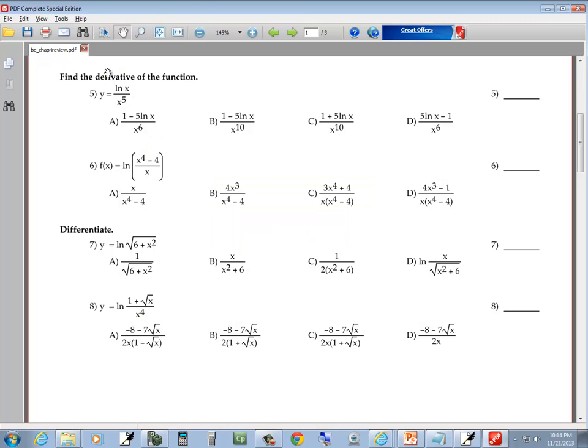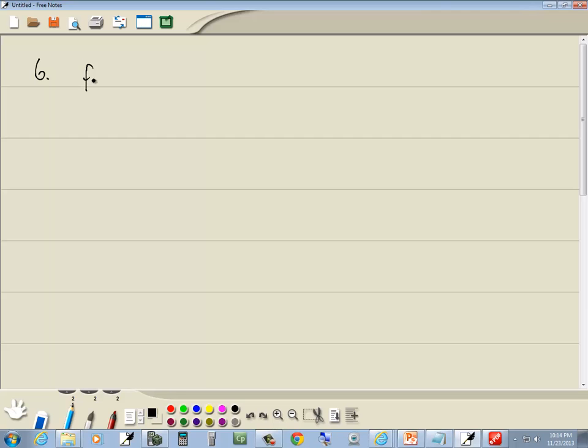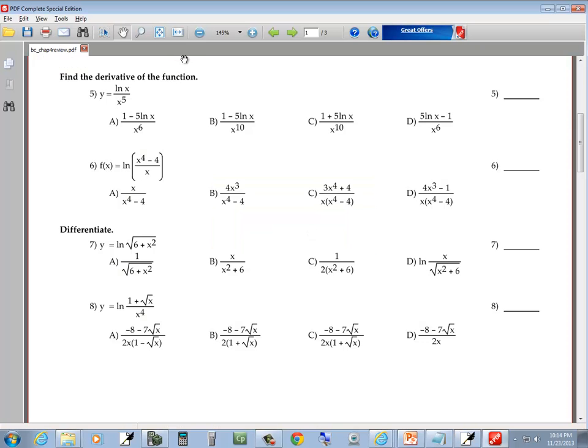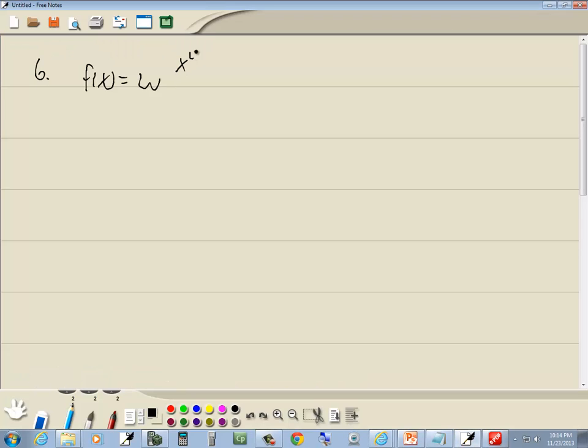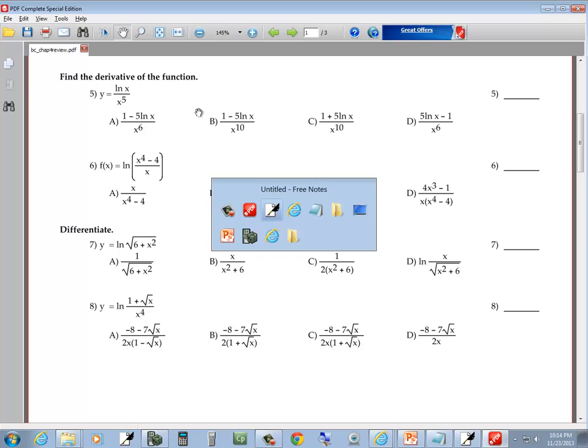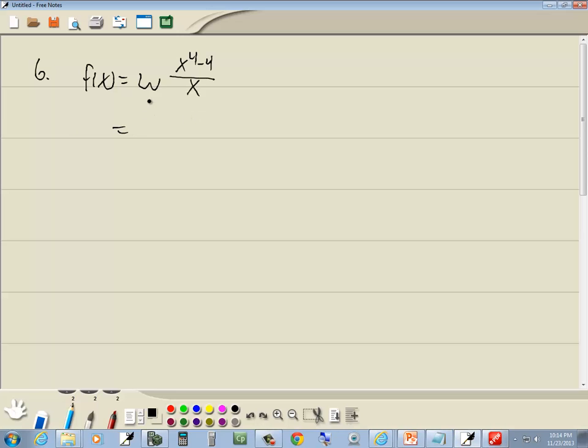Okay, we got f of x is equal to natural log of x to the fourth minus 4 over x. Well, when you got division, you can rewrite as subtraction, so that's natural log of x to the fourth minus 4 minus natural log of x.